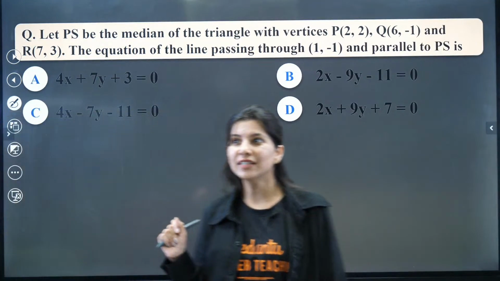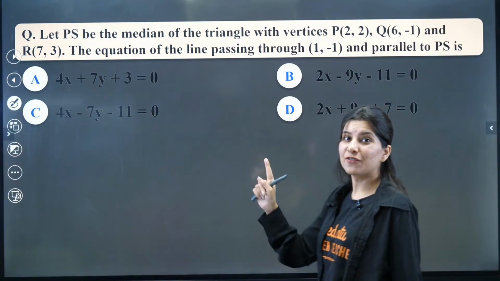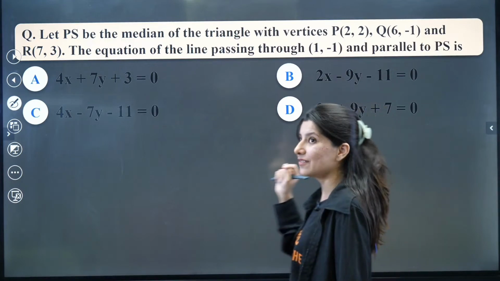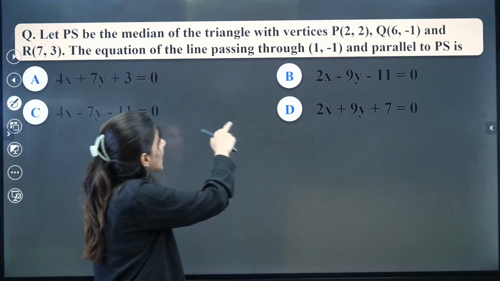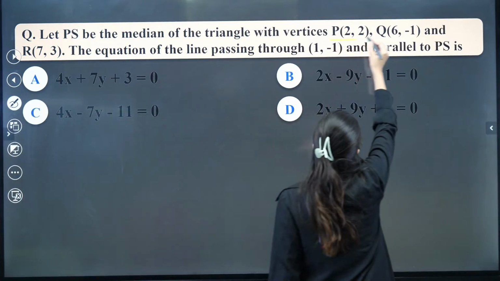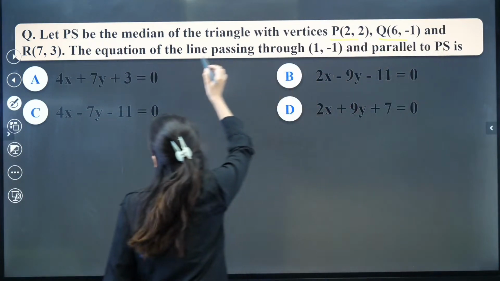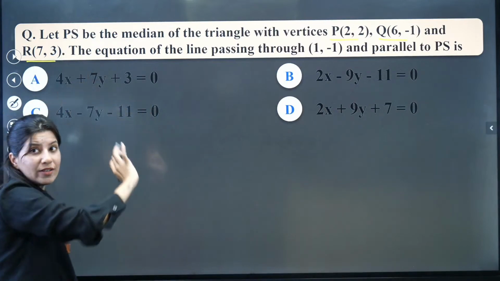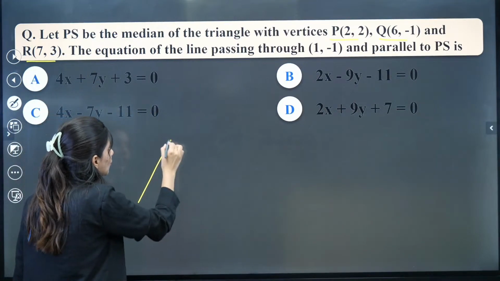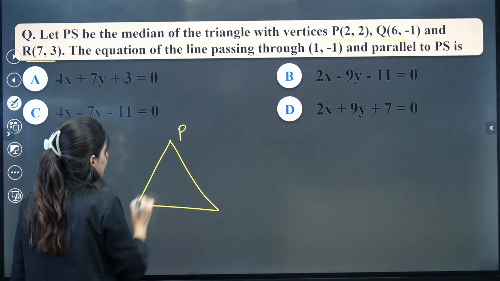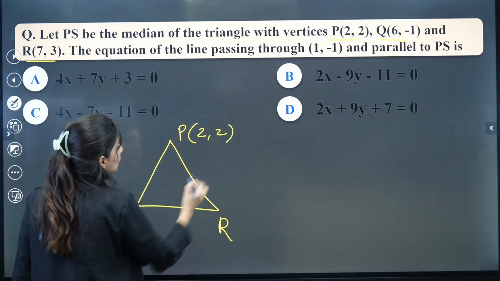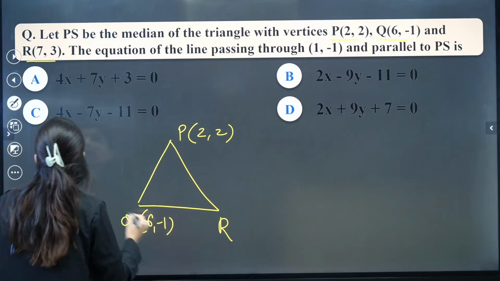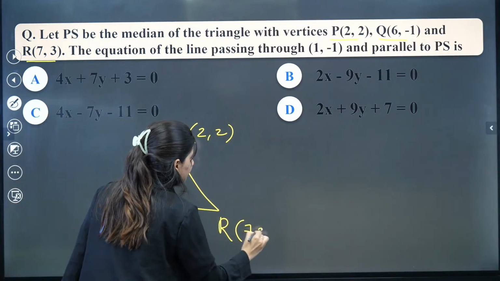All right, so we have the next question, from straight lines. PS is the median of the triangle with vertices P, Q and R. If I draw a rough figure, we have vertices P, Q and R. P is 2, 2. Q is 6, minus 1. And R is 7, 3.